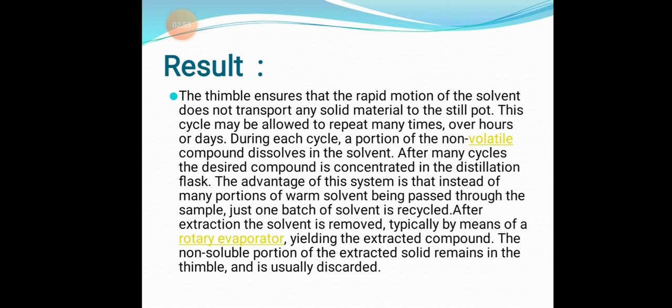Coming to result, the thimble ensures that the rapid motion of the solvent does not transport any solid material to the still pot. This cycle may be allowed to repeat many times, over hours or even days. During each cycle, a portion of the non-volatile compound dissolves in the solvent. After many cycles, the desired compound is concentrated in the distillation flask. The advantage of this system is that instead of many portions of warm solvent being passed through the sample, just one batch of solvent is recycled.